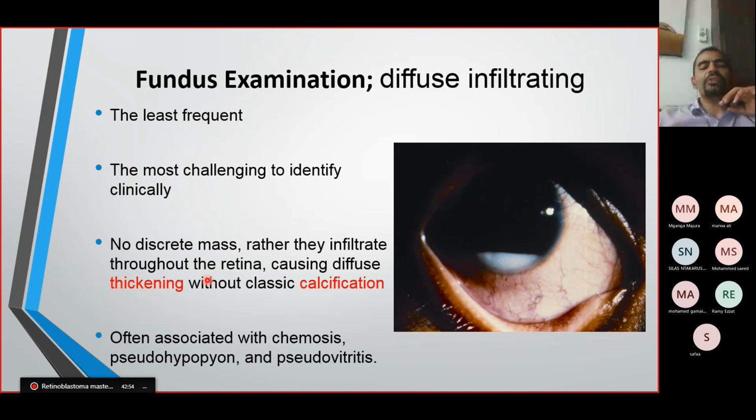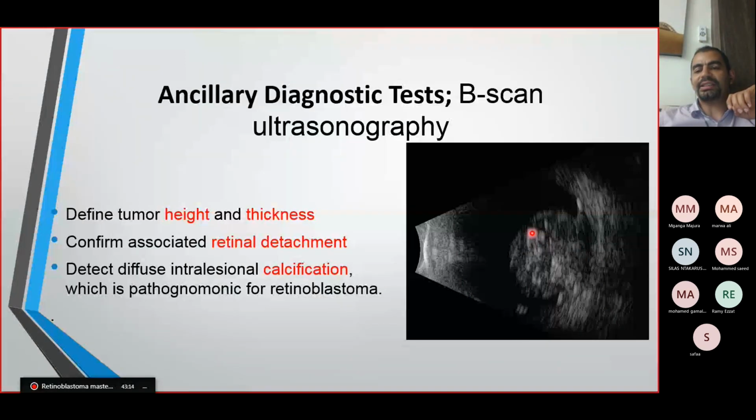Usually there is diffuse thickening of the retina, pseudohypopyon, chemosis, vitritis, but without the classic calcification, and this makes the diagnosis even more difficult. The B-scan ultrasound, as we mentioned, is helpful to detect the calcification, so it appears as a hyperechogenic structure, and it is useful to detect if there is associated exudative retinal detachment or not, and it's useful to document the thickness of the tumor, the size and the dimensions of the tumor. This is the importance of the B-scan ultrasound.